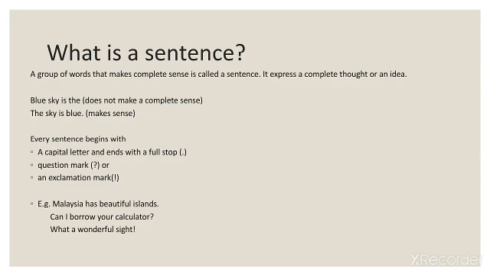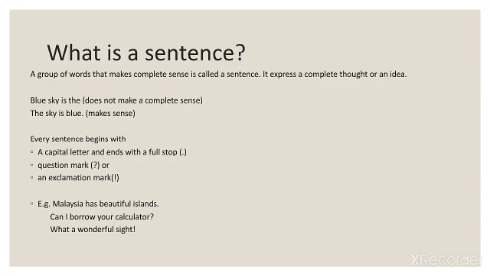Now look at this one. The sky is blue. So this group of words makes sense, it's a complete thought and thus called a sentence. So we have rearranged the same group of words and thus got a meaningful sentence. And from that sentence it is understood that the color of the sky is blue.